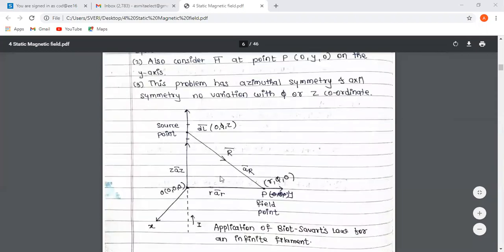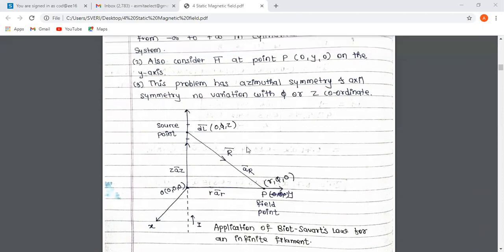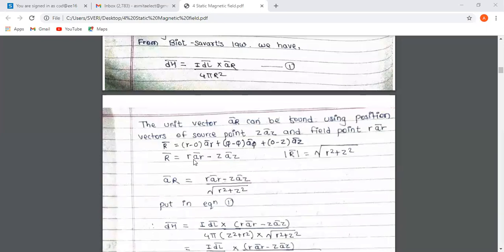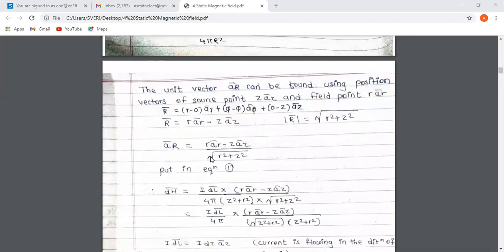So first find the vector r bar. This vector r bar is equal to end point minus start point. Now here the end point is r minus 0 a bar r, because we are using the cylindrical coordinate system. So it is r minus 0 a bar r plus phi minus phi a bar phi plus 0 minus z a bar z. Correct? So this r bar is equal to r a bar r minus z a bar z. So from that find the mod of r bar and a bar r. So this a bar r is equal to r a bar r minus z a bar z upon square root of r square plus z square.